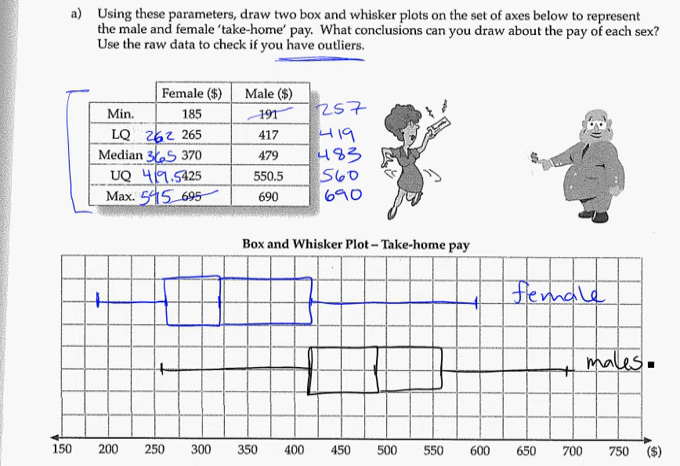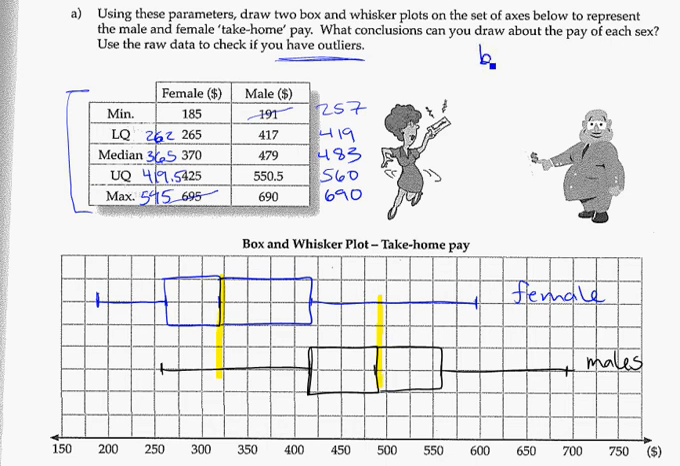So, starting to compare these data, what conclusions can we draw about the pay of each sex? Well, just looking at the graph, what would you assume? What would you think here? First thing that we can compare is our medians. We see that in this case the median for both of these is outside the box of the other one. So that would indicate that there is a statistical difference. We can conclude. But what can we conclude? We can conclude that the males are actually paid more than the females.